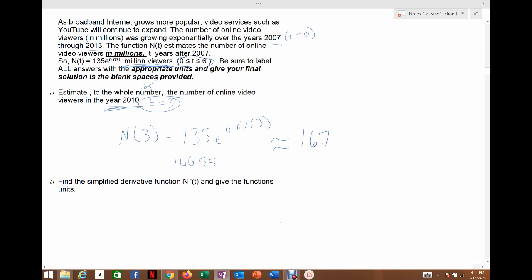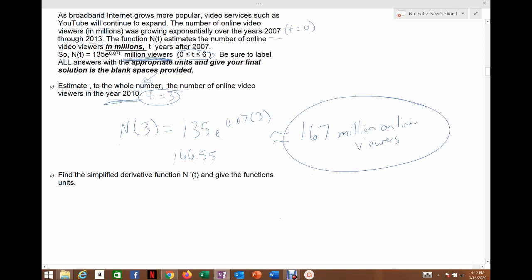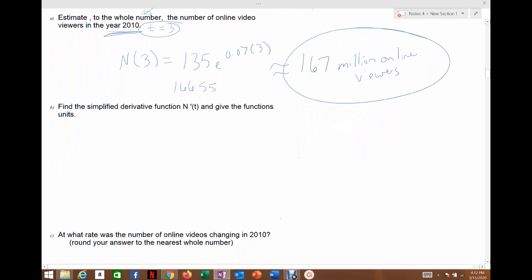Remember, that is not how we leave the answer. It's an application. That 167 has context. First of all, it's in millions. So instead of 167 viewers, it's 167 million. And that's important, right? 167 is a lot different than 167 million online viewers. Or you could just say million viewers. That would be fine, too. All right, so there's the answer to that one. So in 2010, about 167 million online viewers.